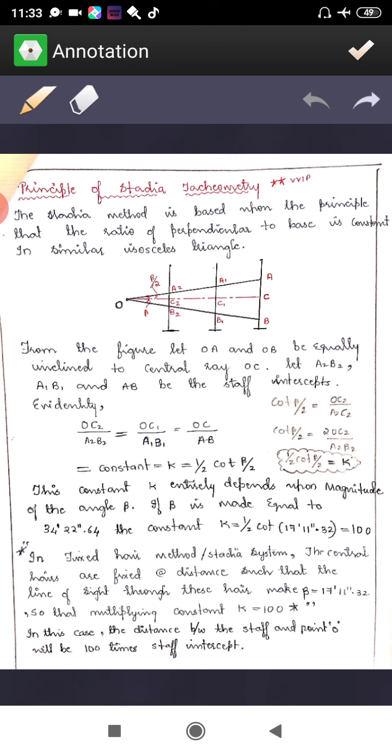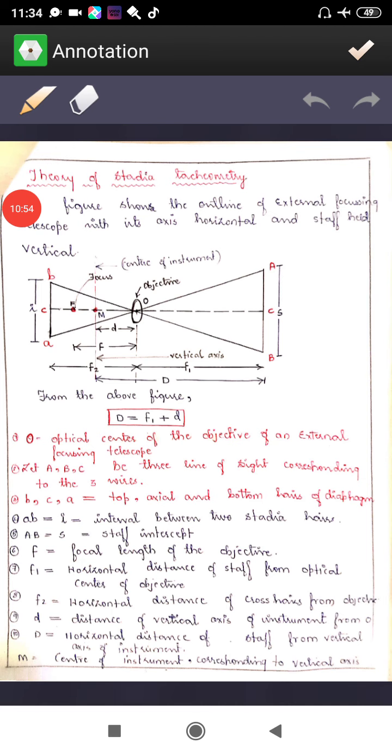Now we're going for the next derivation. The next derivation is about the principle of stadia. We have seen this principle of stadia here, right? Now this next derivation is about the theory of stadia tacheometry.